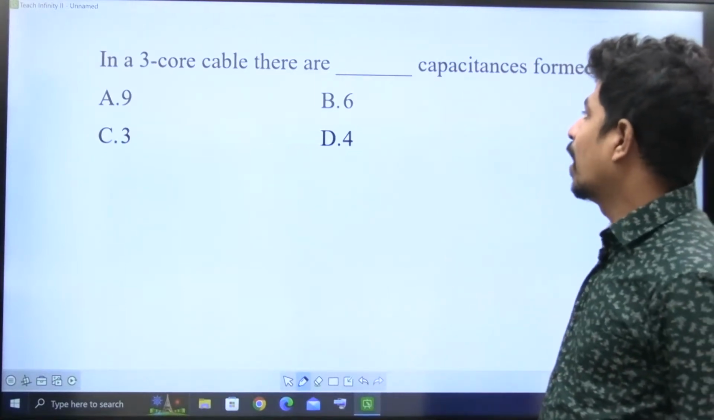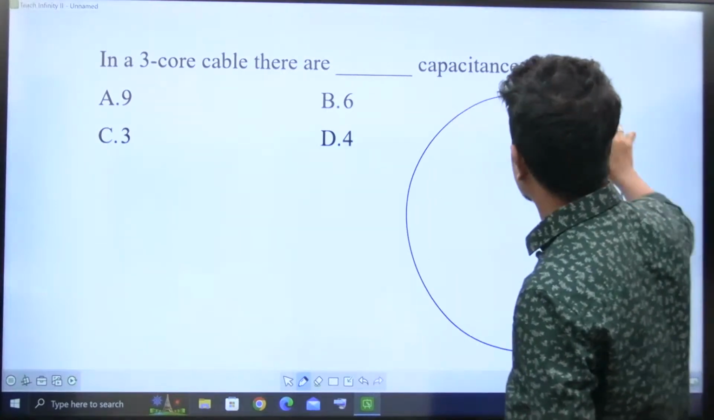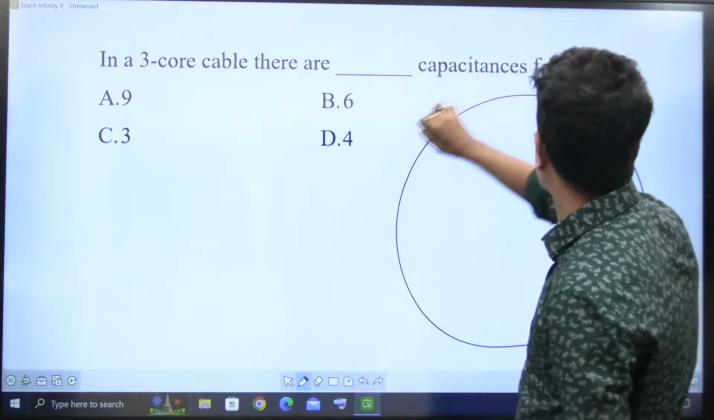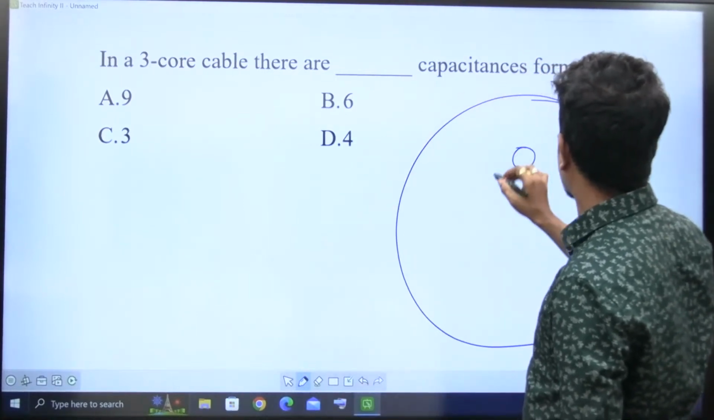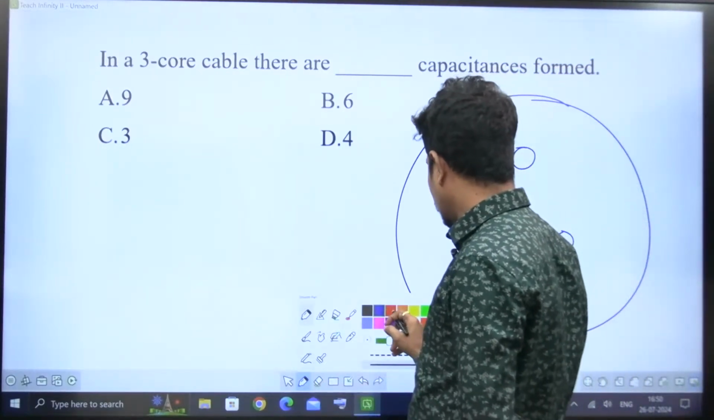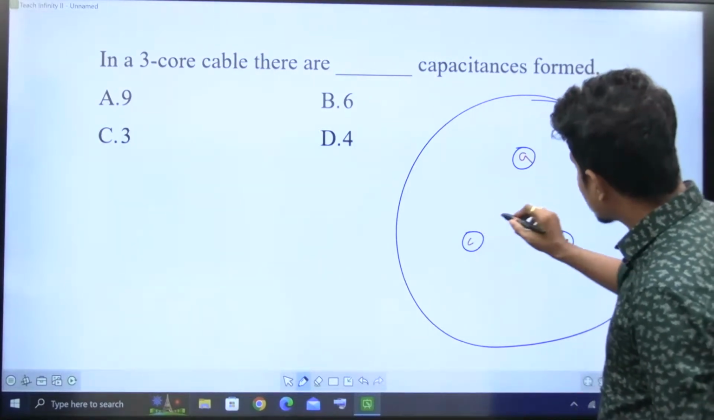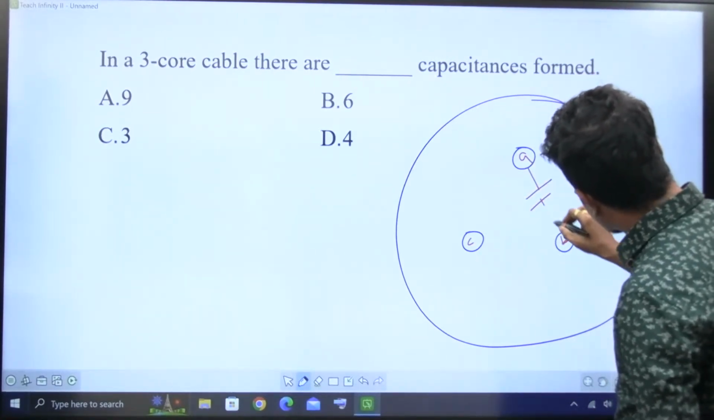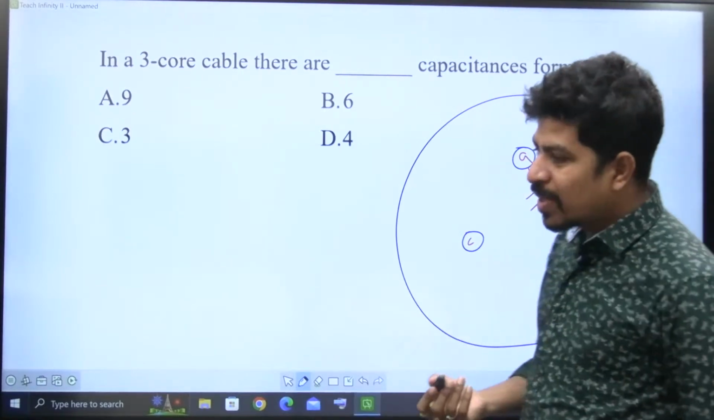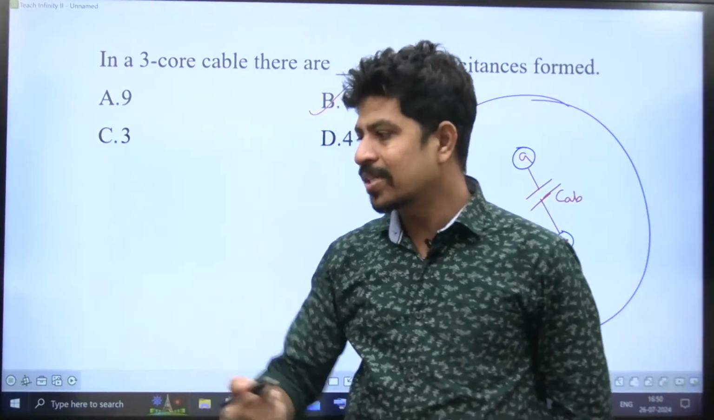A 3-core cable, there are dash capacitances found. So this is how a 3-core cable looks. This is core A, this is core B, this is core C, right? Now, all of you must tell. This is phase A, this is phase B, this is phase C. Between A and B, capacitance will form. Why will capacitance form between A and B, two phases? Ajay, yes, very good. Answer is B. Okay, I'll explain. Listen to the explanation, please.